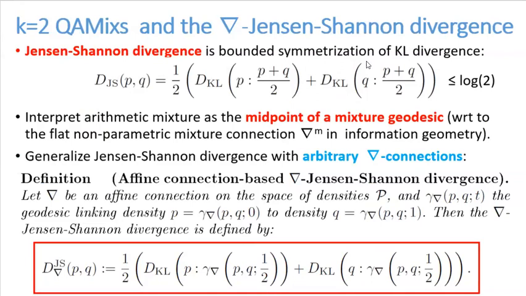What we can also do is to look at the Jensen-Shannon divergence, which is a bounded symmetrization of the Kullback-Leibler divergence. Here we see that we have the arithmetic mean. And because I have an arithmetic mean, I can change it to, say, a geometric mean or other means, and I can interpret it as a midpoint on a geodesic defined by some connection. So I can define this kind of Nabla-Jensen-Shannon divergence, right? So we get a generalization.